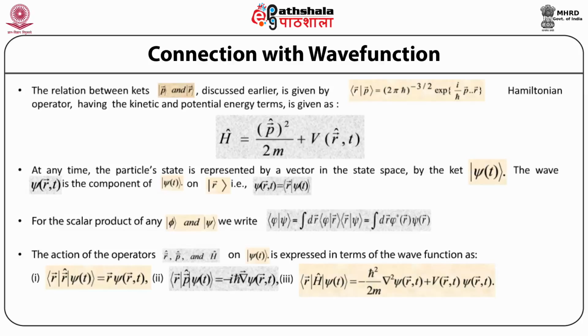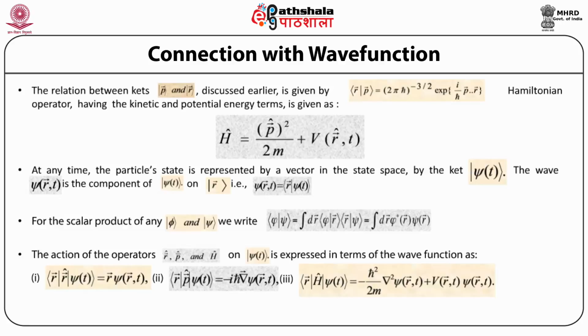Now if you want to define the state of a particle at any time, then it is represented by a vector in the state space, the ket vector psi as a function of time t. The wave function, psi as a function of vector r and time t, is the component of the ket vector psi t on the ket vector r. That is, we can write the complete wave function psi of r and t equal to bra vector r ket vector psi of t.